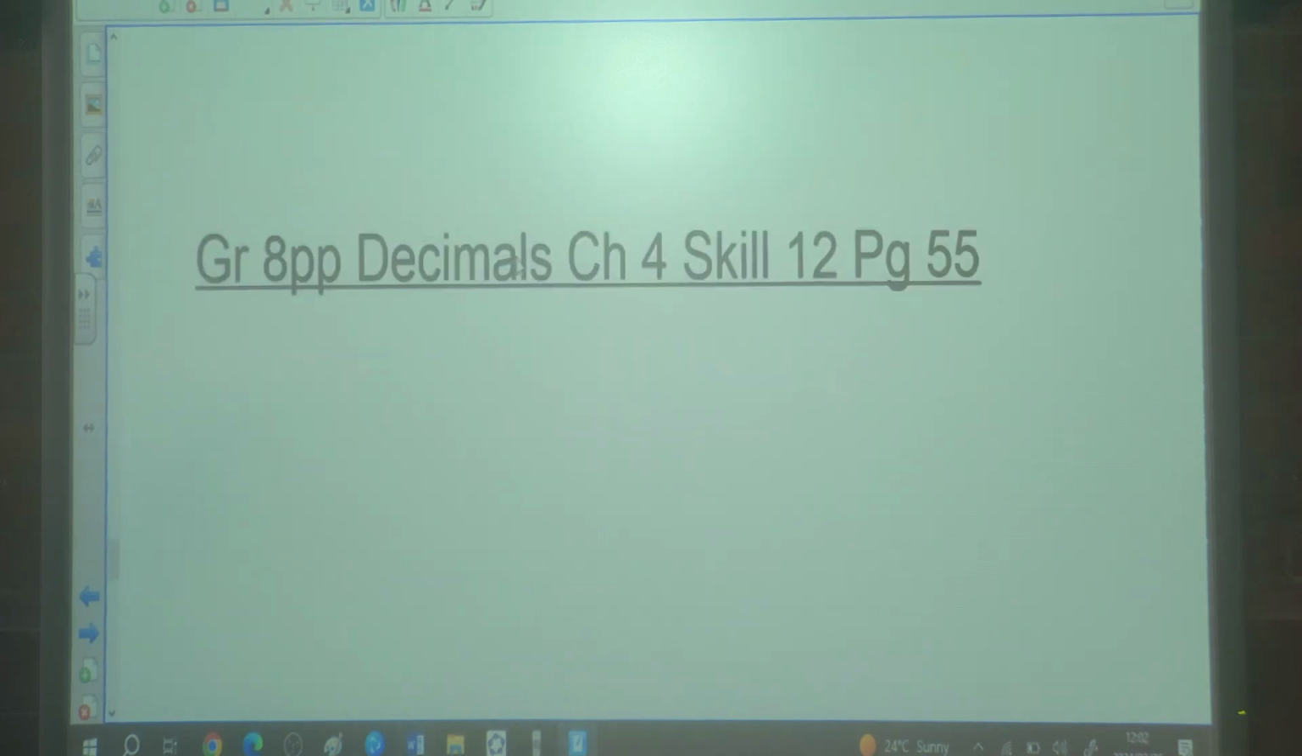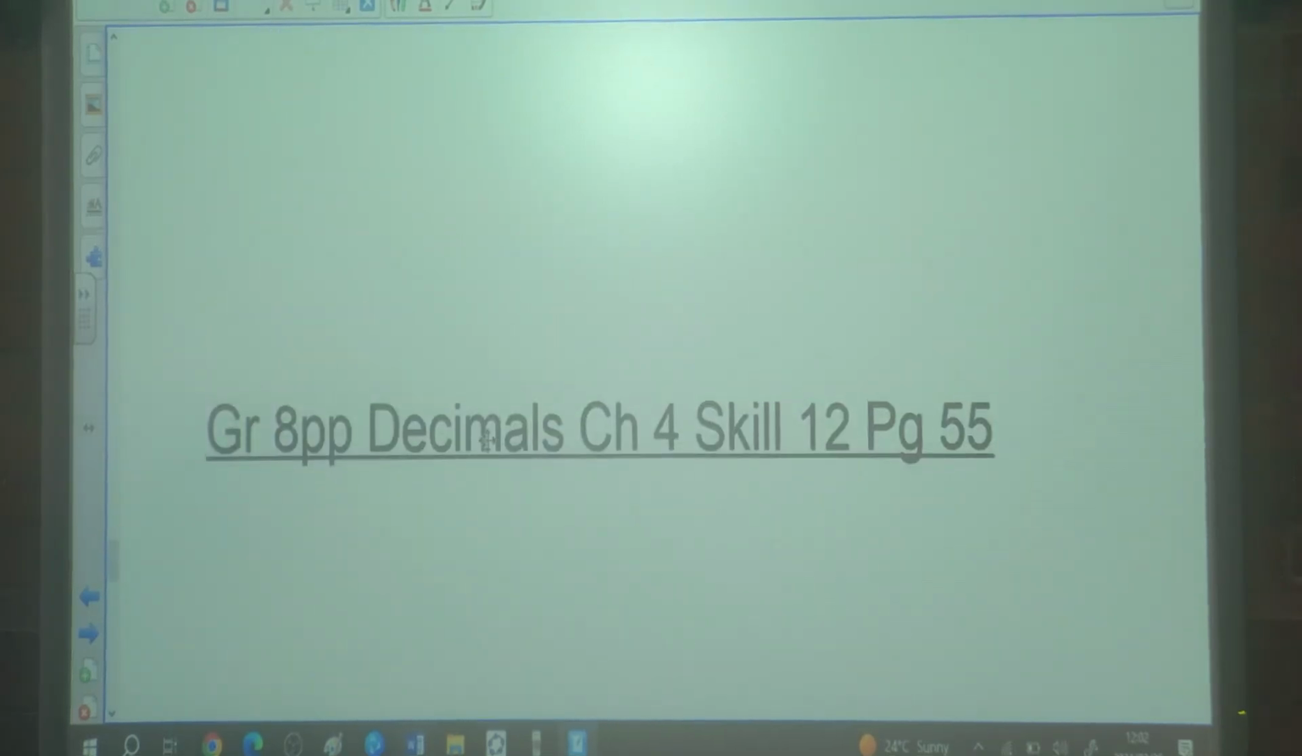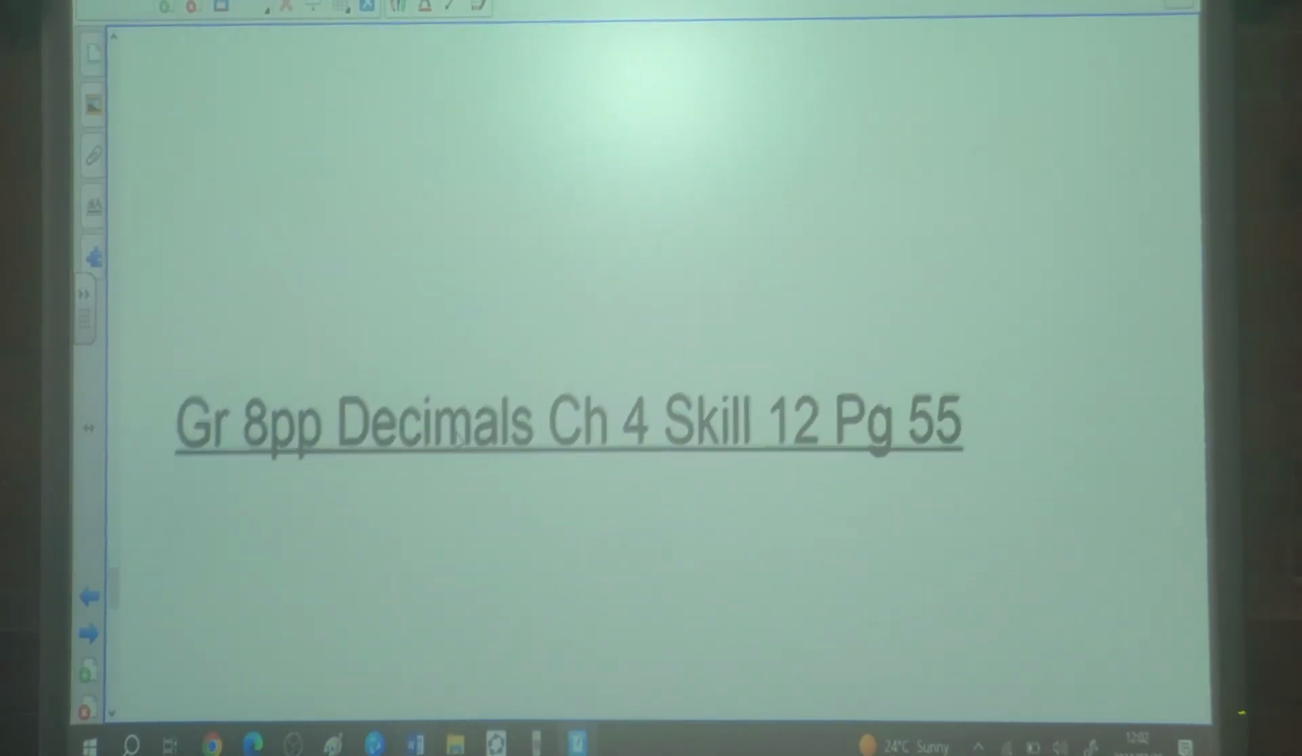But remember that we always want this number here to be our whole number. Because it's our whole number, I ignore the comma and the moving of the comma.